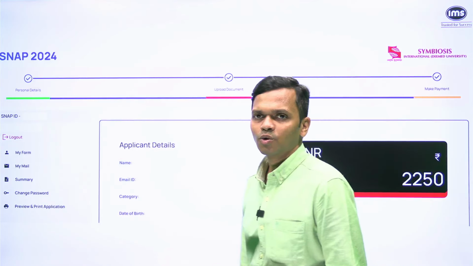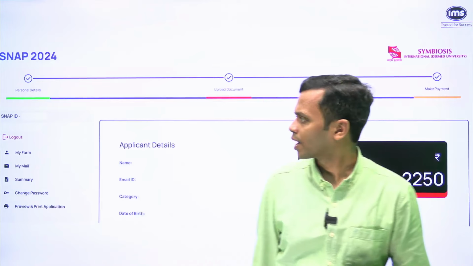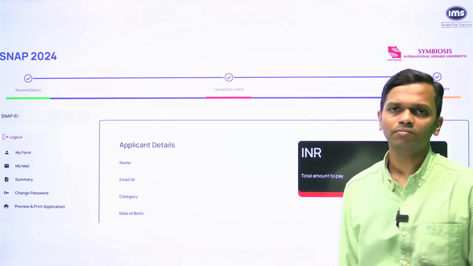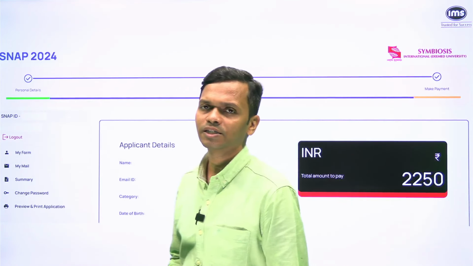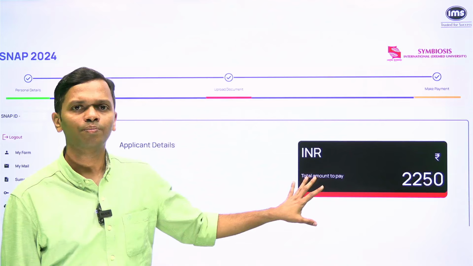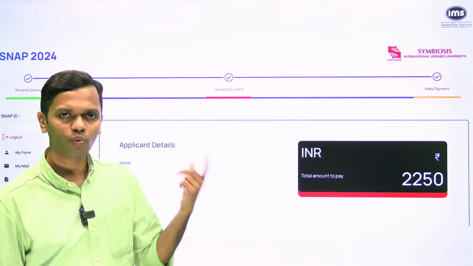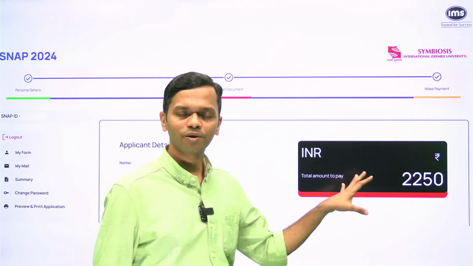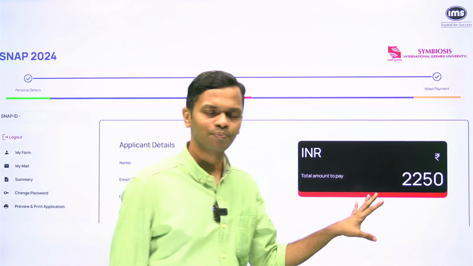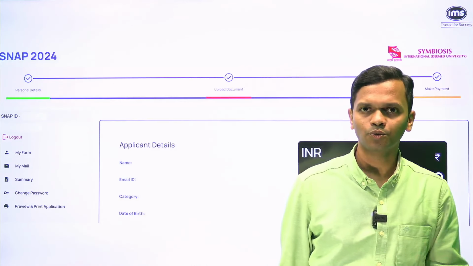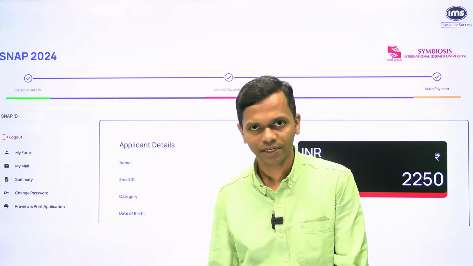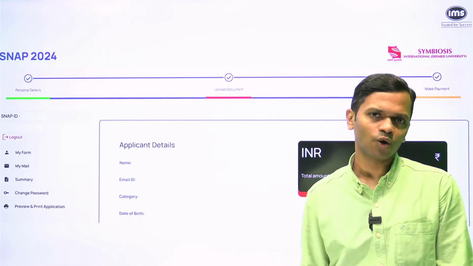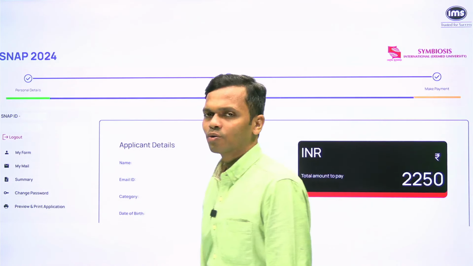So this is how that screen looks. On the left hand side, you will be able to see Snap ID. You will see your photograph as well that you uploaded, and then your name, email ID, category and date of birth. What it is showing on the right hand side is basically the fee that you need to pay to take the snap. So if I have chosen one snap, it is going to show me 2250. If I have chosen multiple snaps, it is going to calculate it accordingly and then show me the value. Because I had chosen one, it is showing me 2250. So 2250 is for taking the snap. For the institute application, you'll have to pay extra. It is 1000 per program. We'll talk about that as we progress. For now, you can complete the payment process.